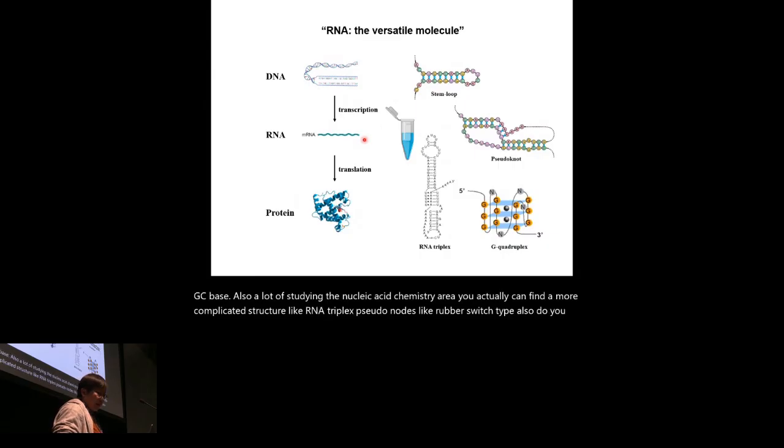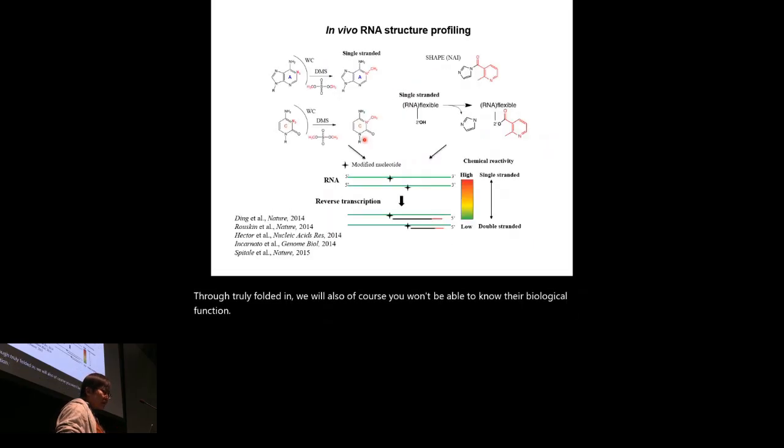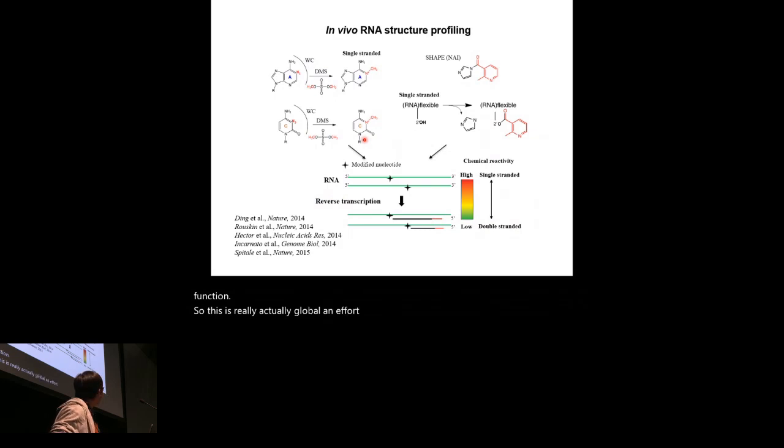So why is it happening that the textbook still shows a single line, that simple structure, for RNA? The majority of the time, all these studies focused on in vitro conditions, so you don't know whether or not it's truly folded in vivo. Of course, you want to be able to know their biological function. So this is really a global effort across the world from a lot of groups.